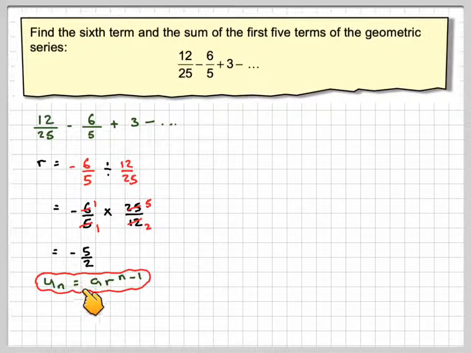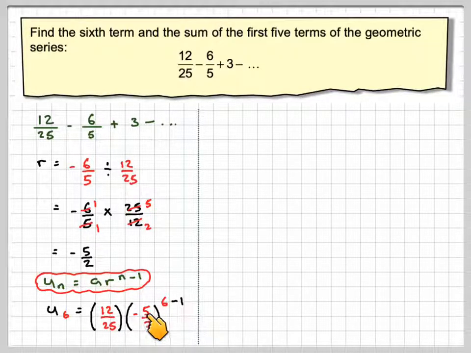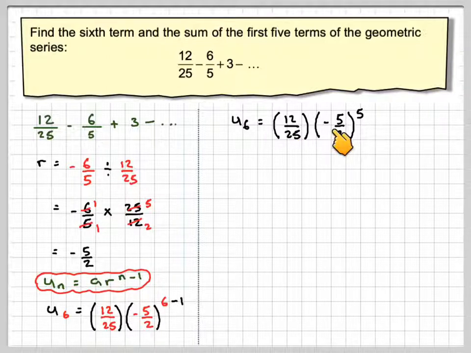To find the sixth term, un is ar to the n minus 1. This gives us the formula for finding any term in the geometric series. So u6, because we want the sixth term, is going to be the first term, 12 over 25, times the common ratio. Don't forget it's minus 5 over 2 to the 6 minus 1. So u6 is 12 over 25 times minus 5 over 2 to the power of 5. Then carefully on our calculator, using the fraction button and putting in brackets, we will get that the sixth term will be minus 375 over 8.